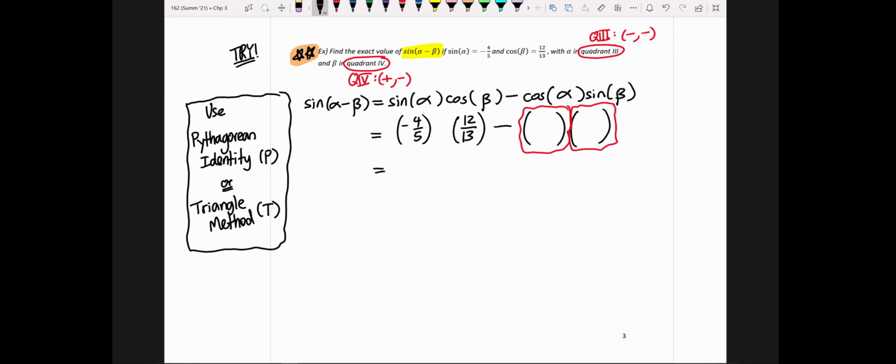Okay, so try this one on your own. Share your answer with me in my DMs. You can use the Pythagorean identity to fill in the red boxes or the triangle method, either way. Once you have filled in the red boxes, then you're going to evaluate and simplify.